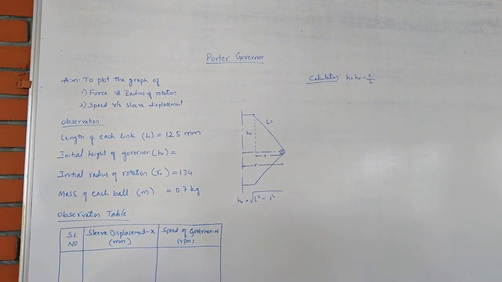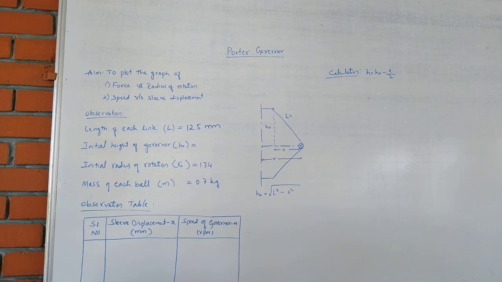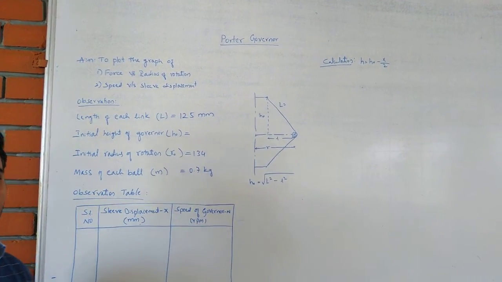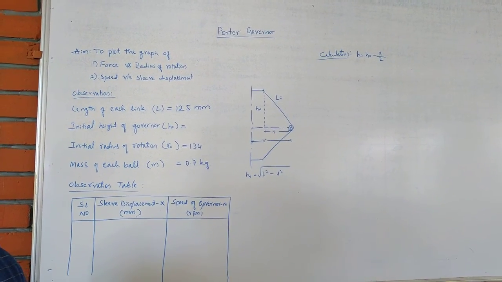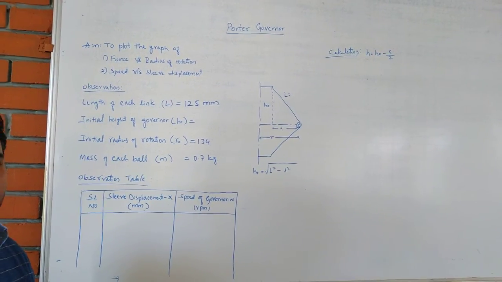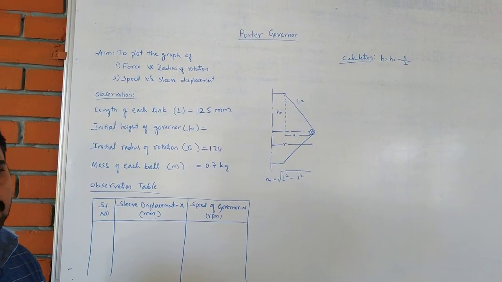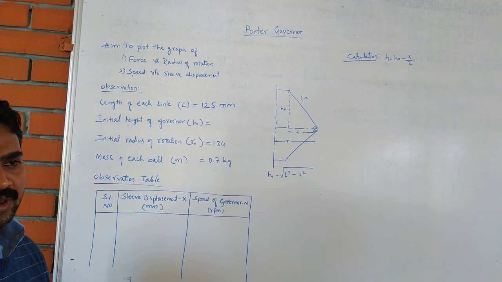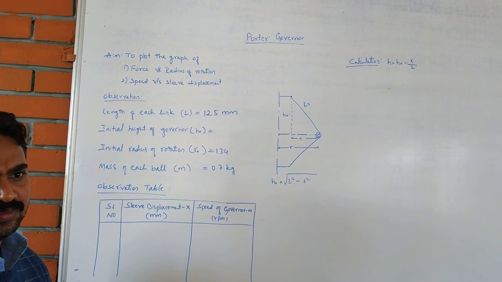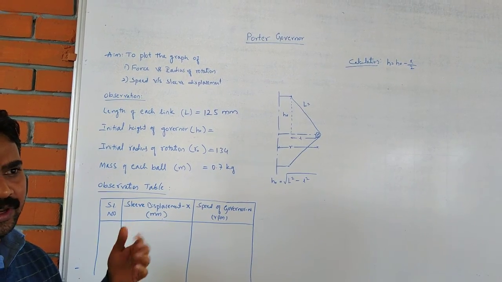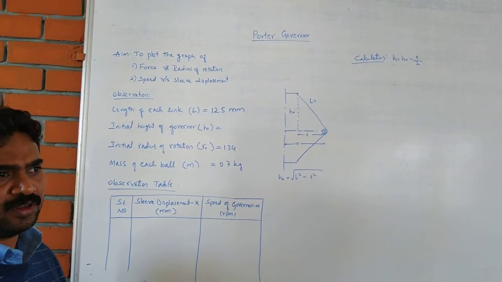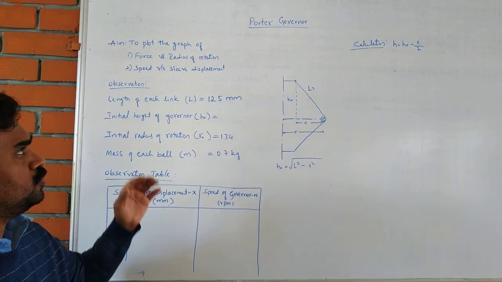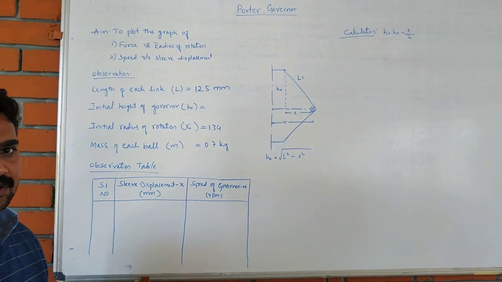And here, before the start of the experiment, we should know what a governor is and how it works. So a governor is a device which is used to control the speed of the engine or any motor by regulating the fuel. As the engine speed decreases, the fuel supply will be increased to increase the speed. To reduce the speed, the fuel supply will be decreased. So to regulate the speed of the engine, governors are used.